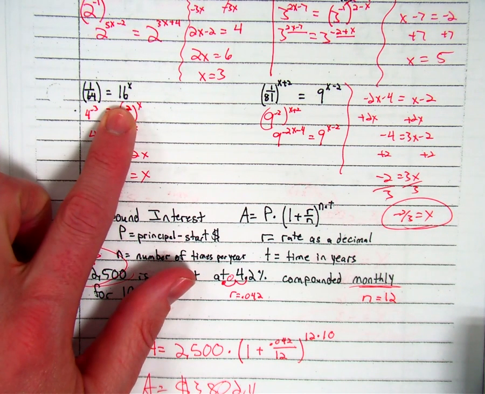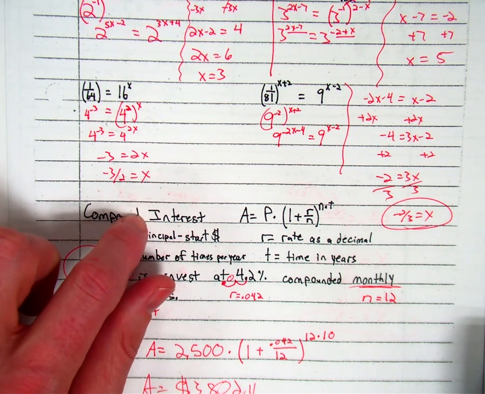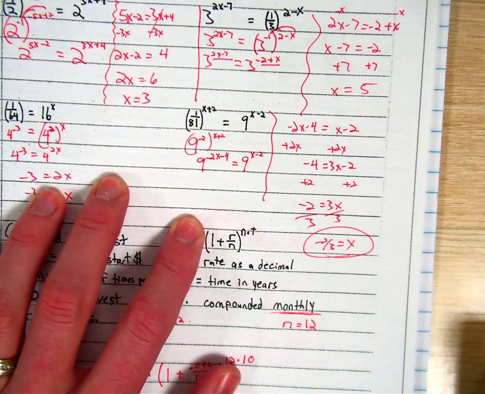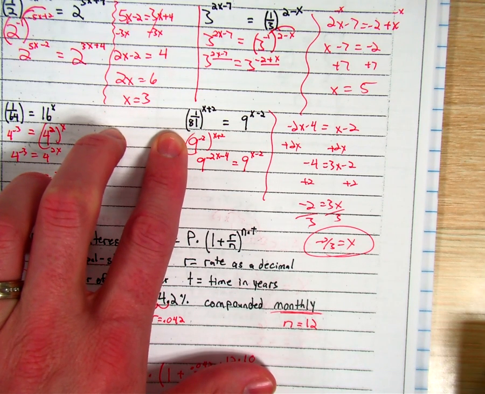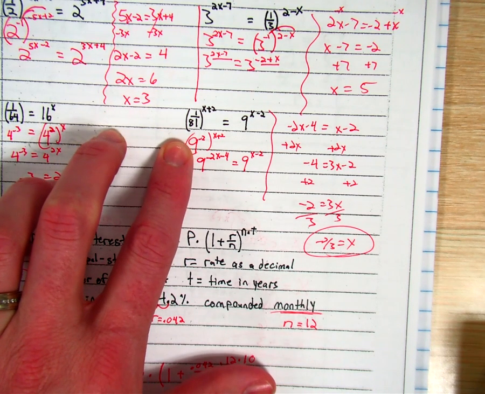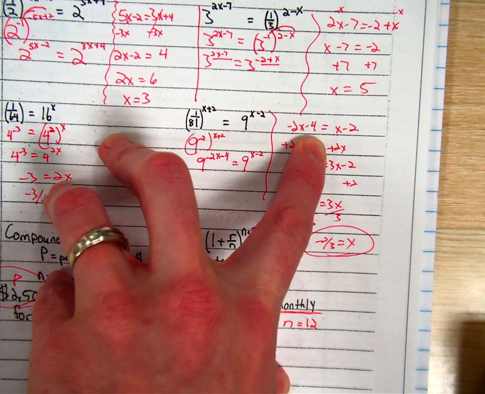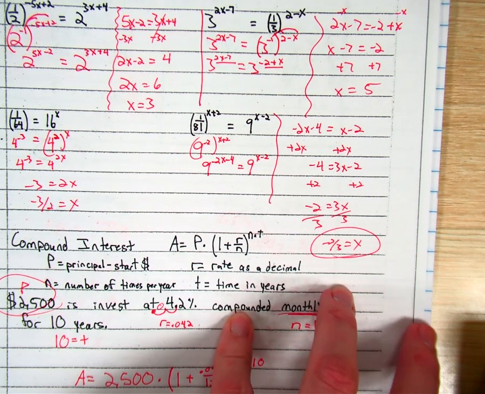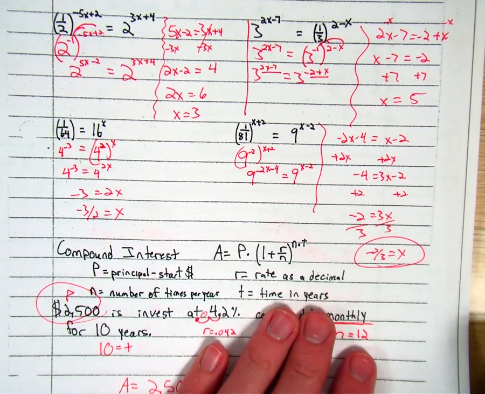On the right-hand side, 16 is 4 squared, so we have negative 3 equals 2x, for x equals negative 3 halves. And the 9 and 81, 1 over 81 is 9 to the negative 2nd power. And we distribute. Negative 2x minus 4 equals x minus 2. And we'll get negative 2/3. Alright, if you need to see that again, rewind a little bit, or push pause and check those out.